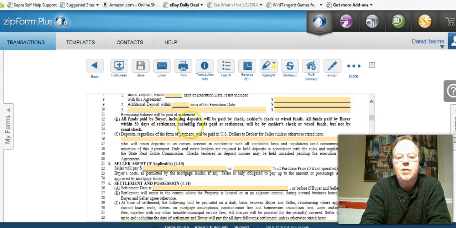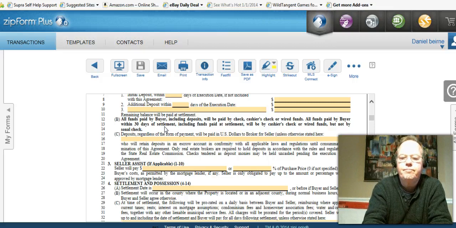All funds paid by buyer, including deposits, will be paid by check, cashier's check, or wired funds. Anything within 30 days of settlement must be cashier's check or wired funds, but not a personal check. There have been lots of issues with personal checks that haven't cleared for 20, 30, 40 days, sometimes never at all. There have been scams involving personal checks, where outside lenders outside the country never intend to clear them in the first place, and you have to be careful with that. So most listing agents and sellers' agents insist that we have good funds in an account at least 30 days prior to settlement, and that's why that is there.